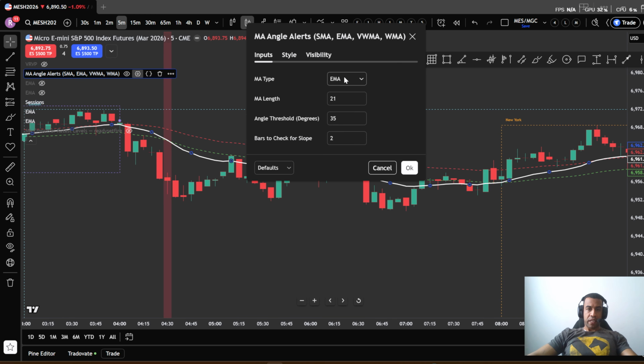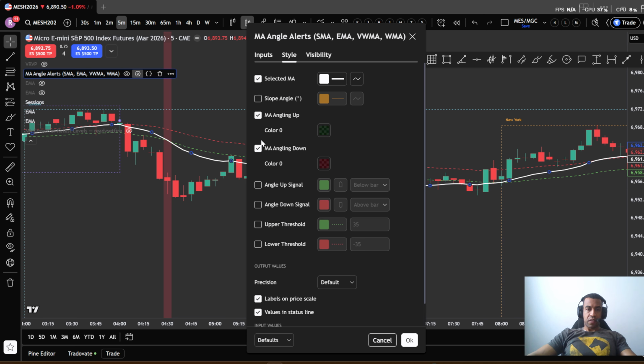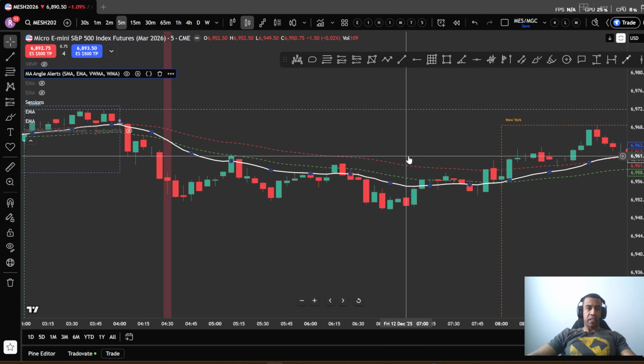The settings are: you set it to EMA 21, which is this white line over here, 35 degrees angle, and bars to check for slope, two bars. And this is what you see. There are these red and green vertical lines. Basically, that's what's going to give you the trend qualification.